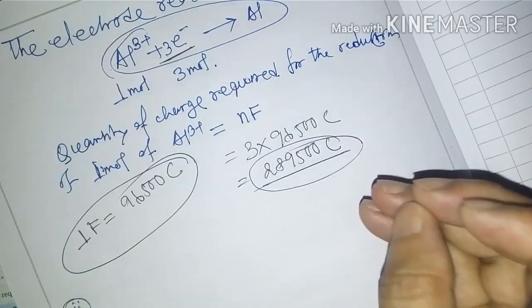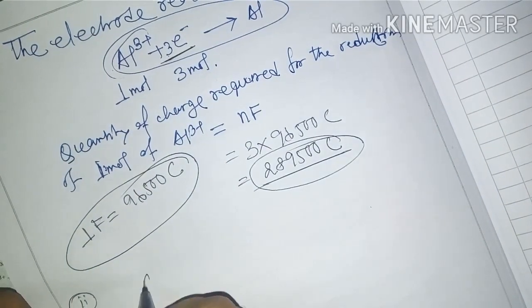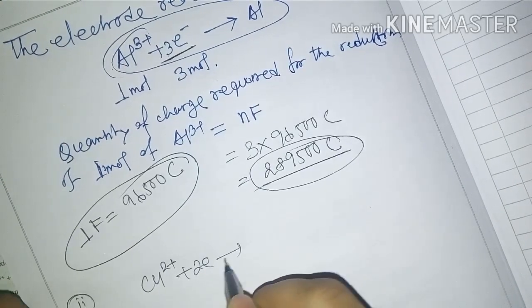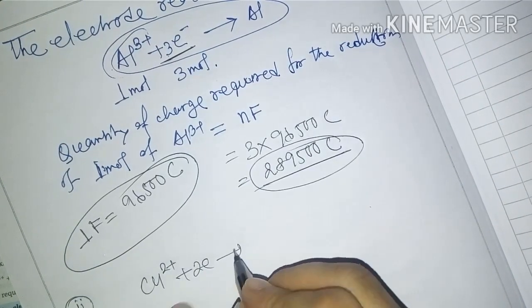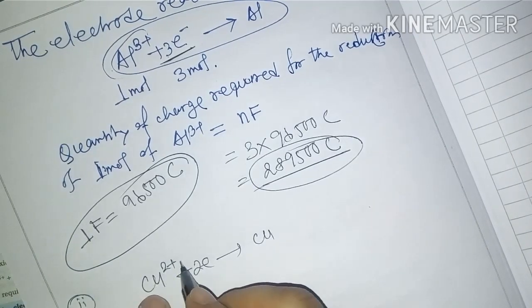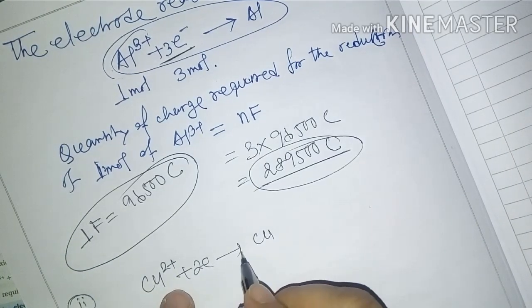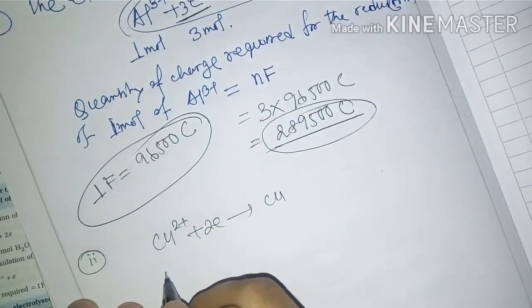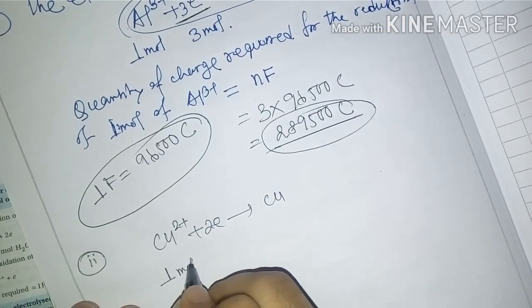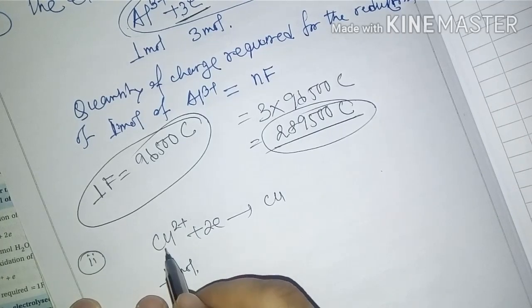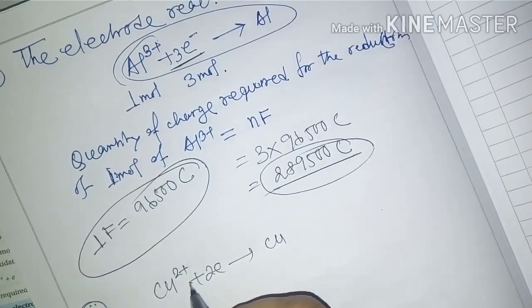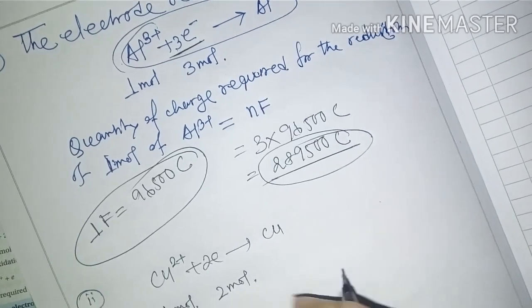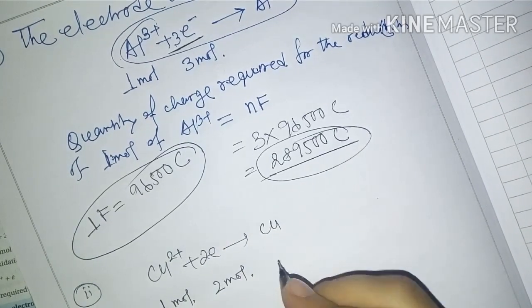That means electrons have to be added. So Cu2+ plus 2 electrons, adding electrons is also called reduction, changes to Cu. Here 1 mole of Cu2+ and 2 moles of electrons.